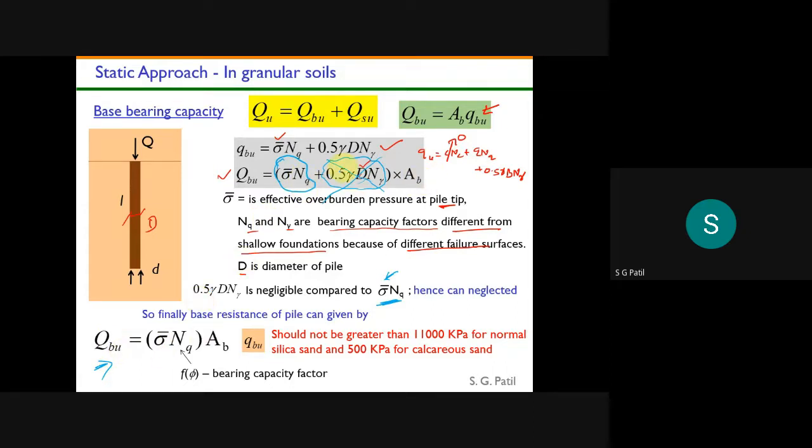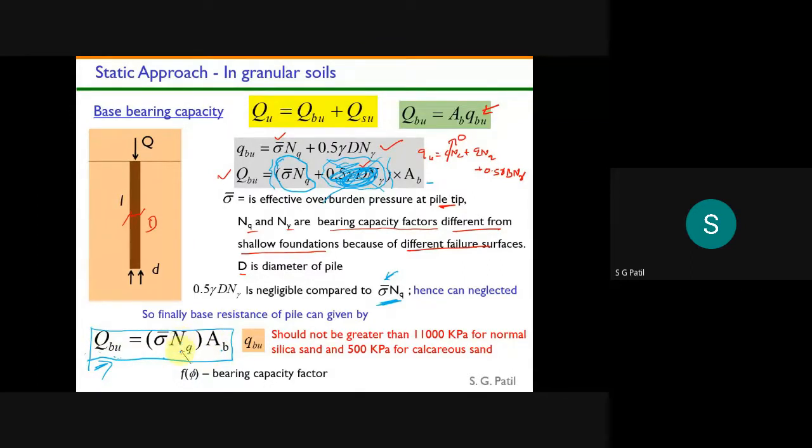So you erase this term. You don't consider this term. So then what will I get? Sigma bar NQ into AB. This AB term is for the entire thing. I think I should put a bracket here. I forgot to put a bracket here. Then this AB will be multiplied with the entire thing. So finally, what you will get? Your ultimate base resistance is nothing but sigma bar into NQ into AB. This is your final base resistance of the pile. So QBU is equal to sigma bar into NQ into AB.